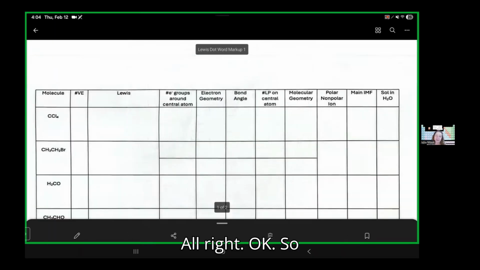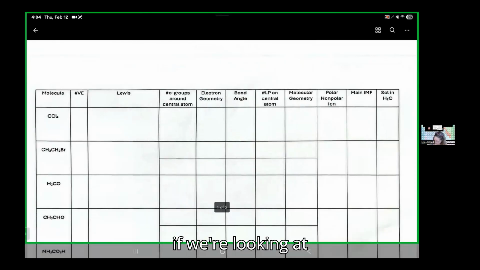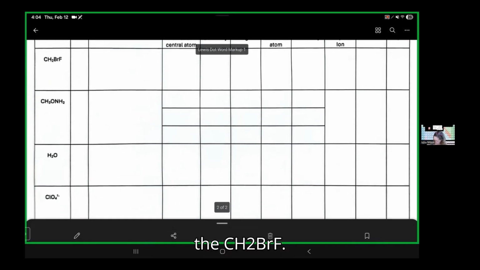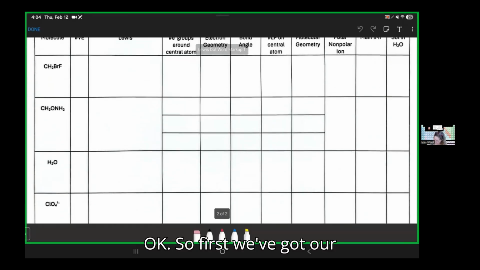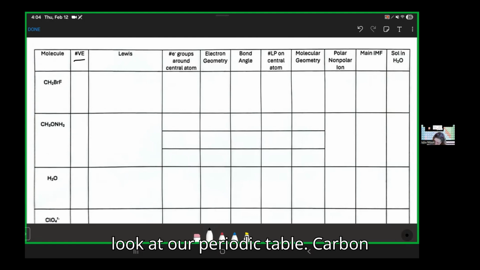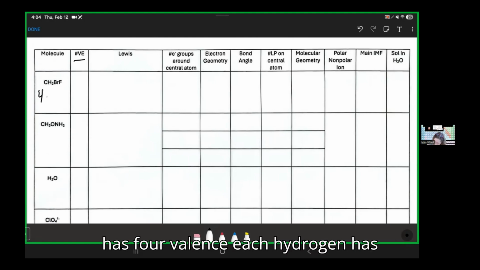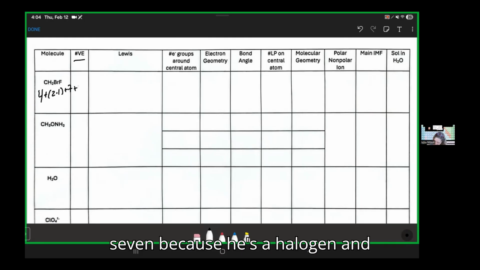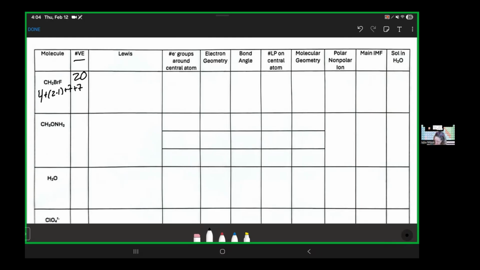All right. Okay, so if we're looking at the CH2BrF, first we've got our valence electrons. Remember, we look at our periodic table. Carbon has 4 valence, each hydrogen has 1. Bromine has 7 because it's a halogen, and fluorine has 7. So I've got 20 valence electrons there.